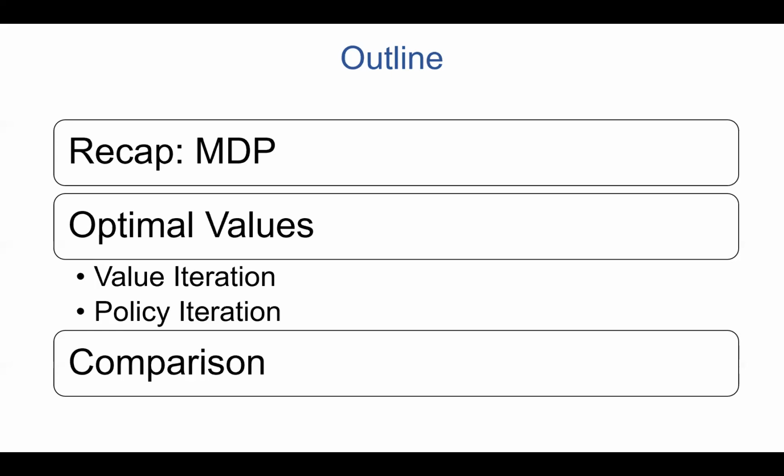We're going to talk about how, when there is randomness and uncertainty, we can still get optimal values using two different methods: value iteration and policy iteration. And then at the end, we will try to do a little bit of a comparison to see when each method becomes useful in different scenarios.